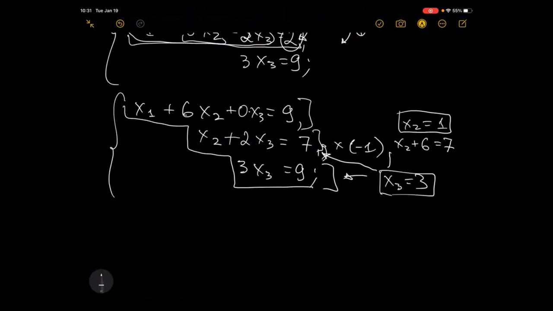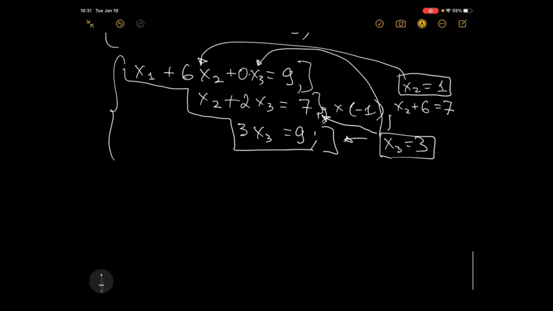And from here, I can immediately write that x2 is equal to 1, right? Now I can substitute this x3 here and this x2 here, and we will get x1 plus 6 multiplied by 1 plus 0 multiplied by 3 equals 9, right? And from here, I immediately get that x1 equals what? Could you tell me? 3. Right, 3.